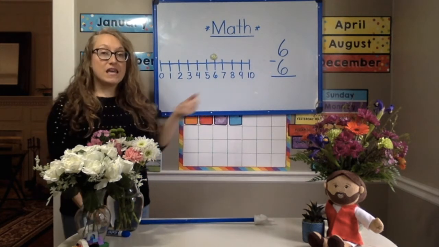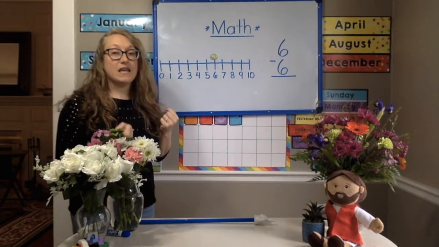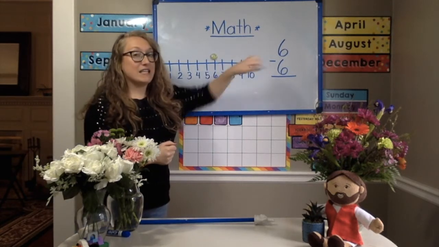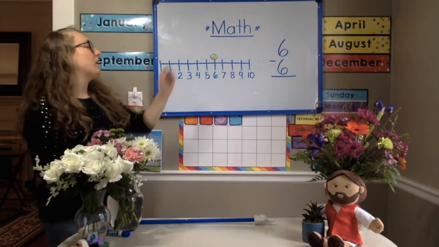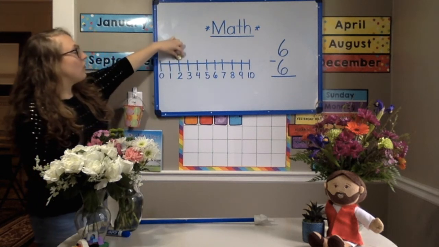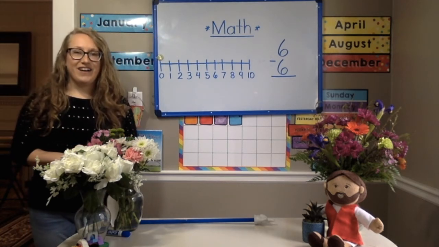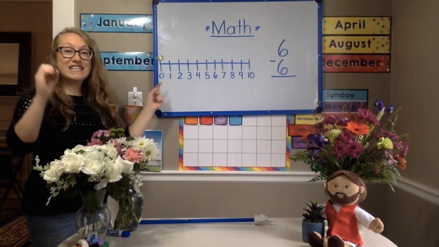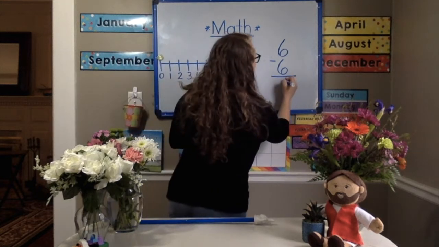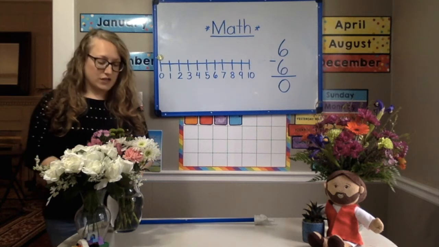So remember, we're taking away, so we are going toward the small numbers. If we are subtracting, we're taking away, we're going toward the small numbers. Okay, we need to hop 6 spaces toward the small numbers. Here we go. 1, 2, 3, 4, 5, 6. What number did I land on? I landed on 0, kindergarten. I'm going to put that right here. That is my difference. That's my answer for my subtraction problem.